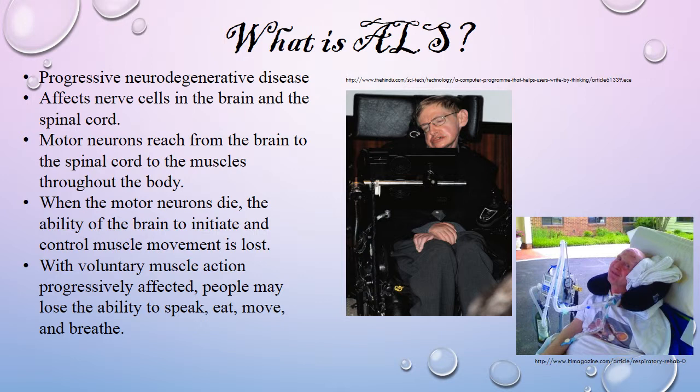Individuals with ALS have a degeneration in the motor neurons that die, so the ability of the brain to initiate and control muscle movement is lost. With the voluntary muscle action progressively affected, people may lose the ability to speak, eat, move, and breathe.